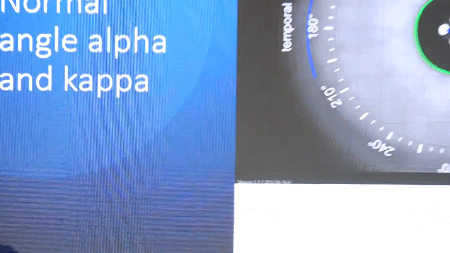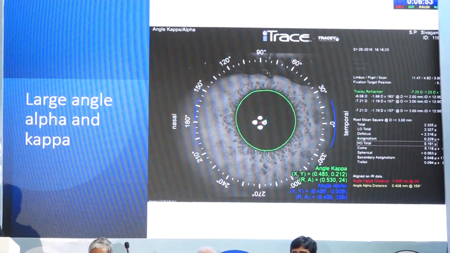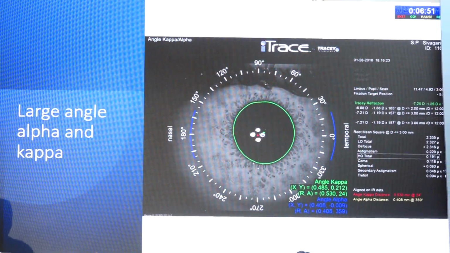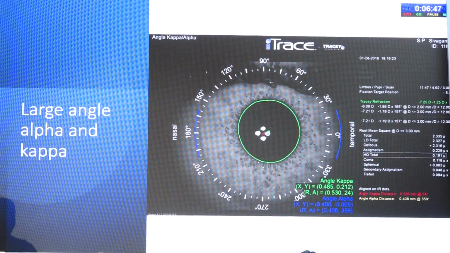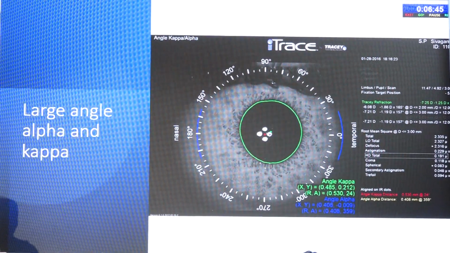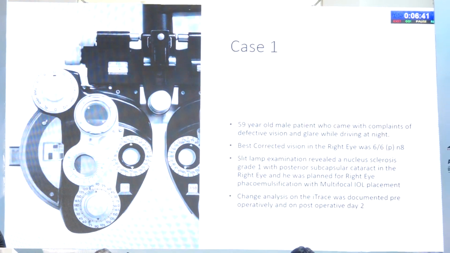So here is an example of a patient who has a normal angle alpha and angle kappa. As you see here in both of these scans, both are within 0.3 mm of each other, which means that the patient is a good candidate for premium IOLs. Whereas this patient has a large angle alpha and a large angle kappa. So for this patient, a premium IOL might not be the best option as they will be looking through the diffractive rings per se. So let's go by a case-by-case basis.